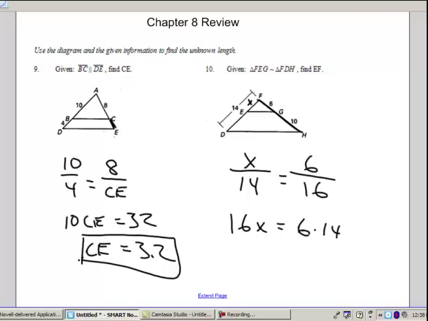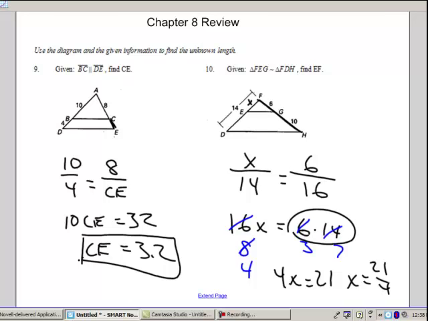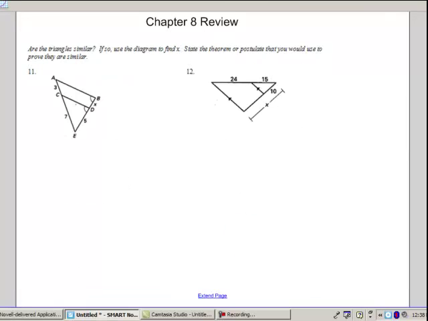Well, let's see. 2 goes into 16 8 times, 2 goes into 6 3 times, 2 goes into 8 4 times, 2 goes into 14 7 times, and so 4x is equal to 21. X is equal to 21 over 4. Clearly you could have said 6 times 14 is 60 plus 24, which is 84. 84 over 16. I believe 4 go into both those numbers. 21 over 4. Doesn't matter how you get there. My answer should be x is equal to 21/4.